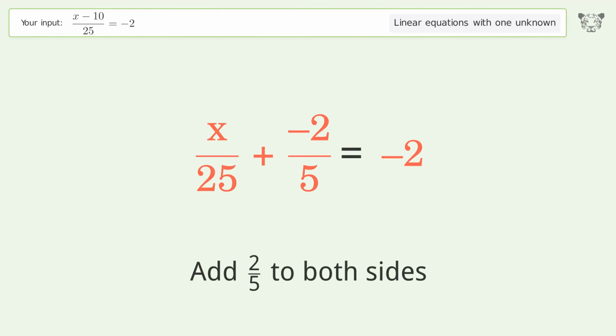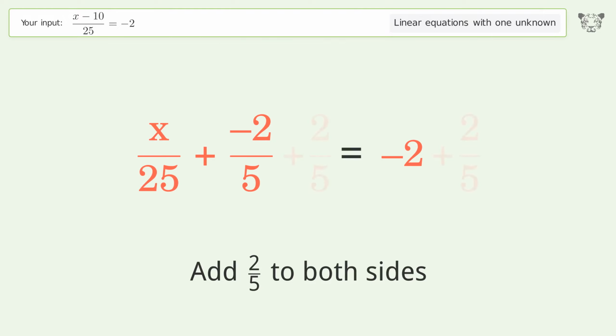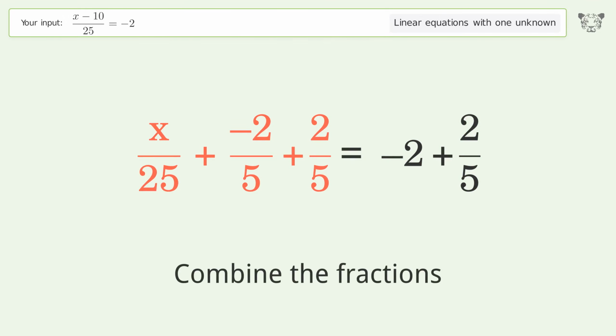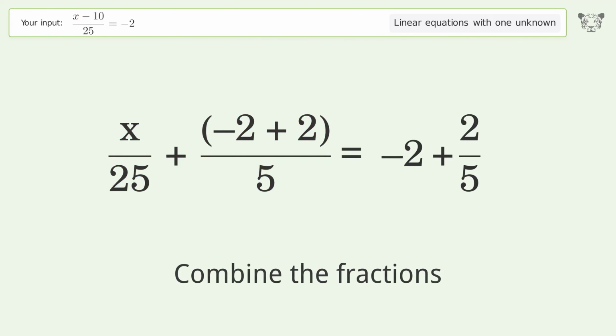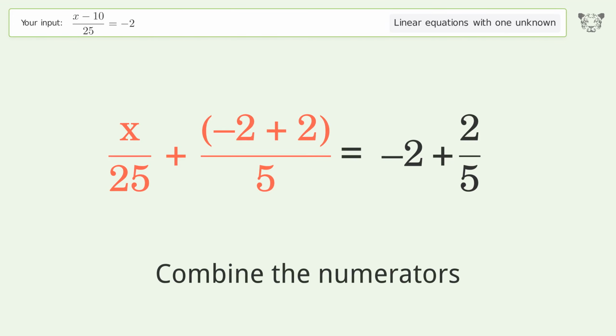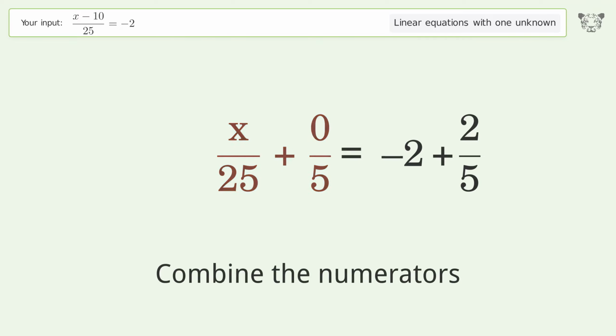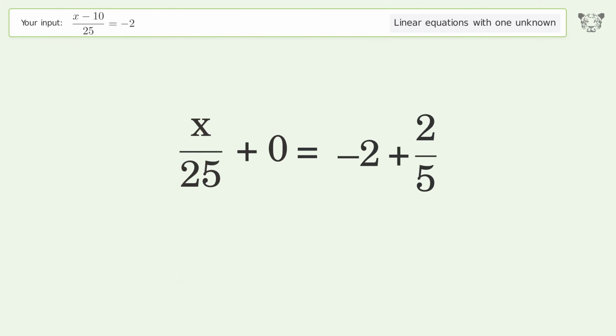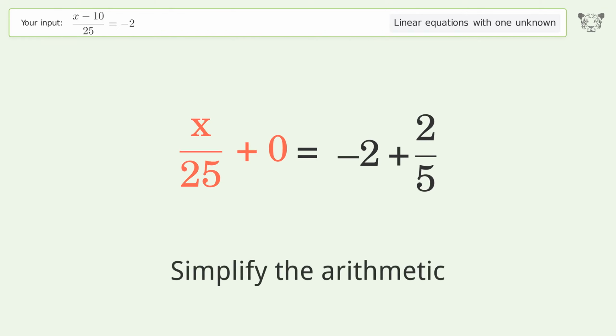Add 2/5 to both sides. Combine the fractions. Combine the numerators. Reduce the zero numerator. Simplify the arithmetic.